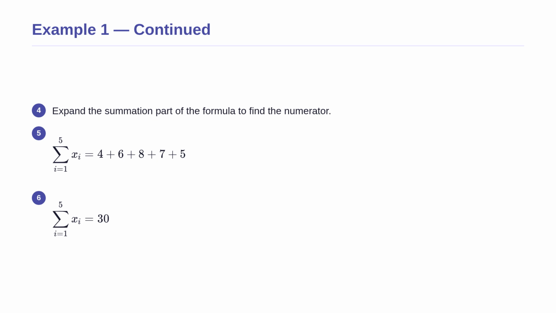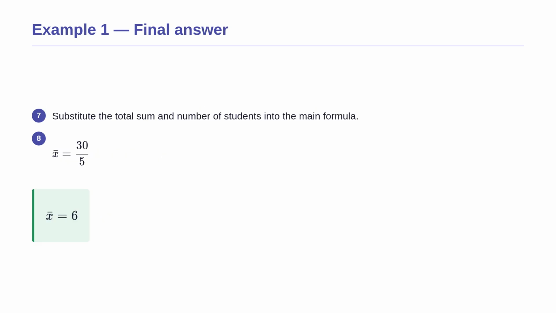By adding the numbers 4, 6, 8, 7, and 5 together, we find that the total combined score of all 5 students is 30. This is the total value that we now need to distribute evenly across the 5 students. If every student had scored exactly the same, this total would still be 30. We are now ready for the final division step.